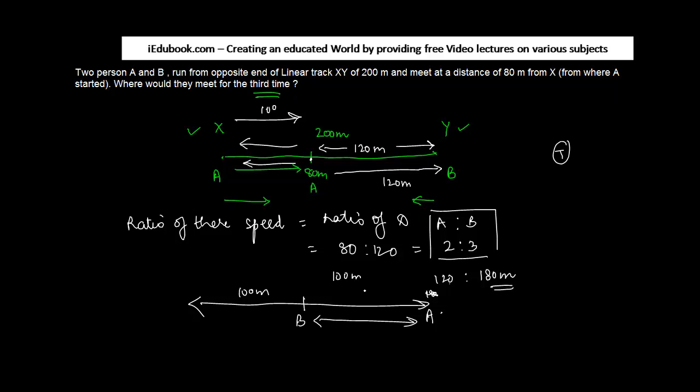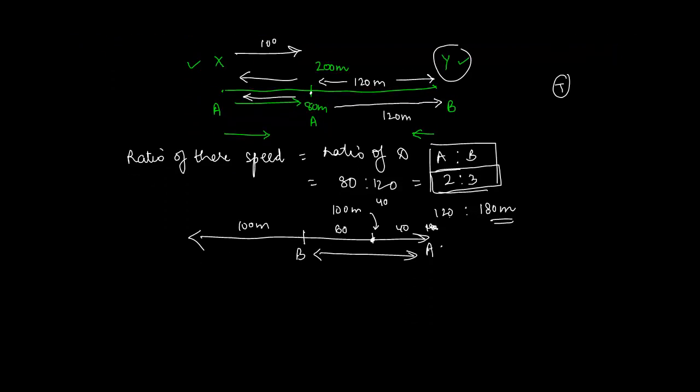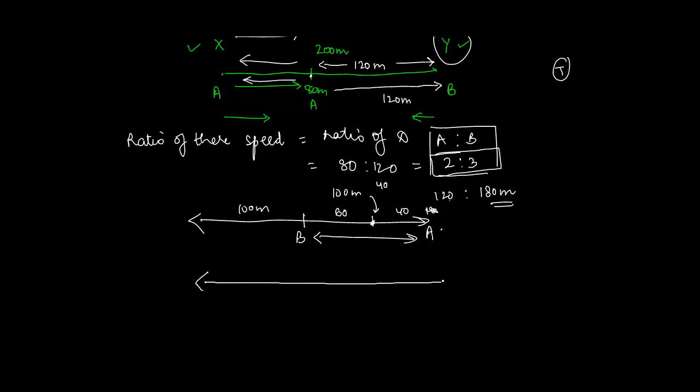So the second meeting point that they will have is going to be again what? The distance they are traveling is in the ratio of 2 is to 3, right? So as B will cover 60, A will cover 40, and they will meet at a point which is 40 meters before point Y, right? So the second meeting point, this is Y, this is X, 40 meters before Y, okay, or 160 meters from X. Let me call this M2.